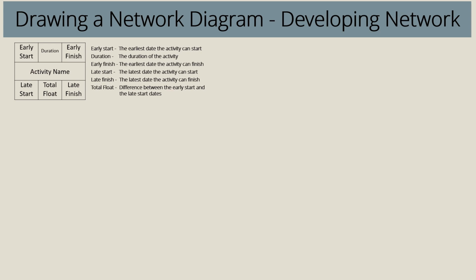Then we have the total float. Total float is the difference between the early start and the late start dates. It is calculated using one of the two formulas that we will discuss in coming lectures.